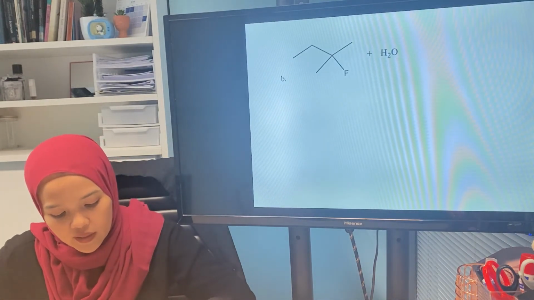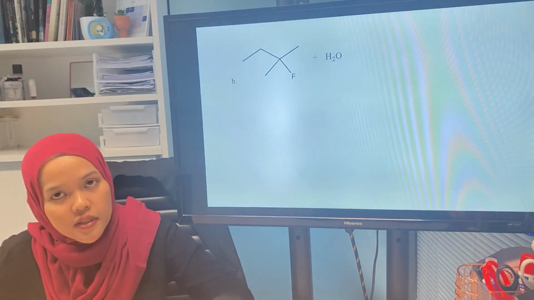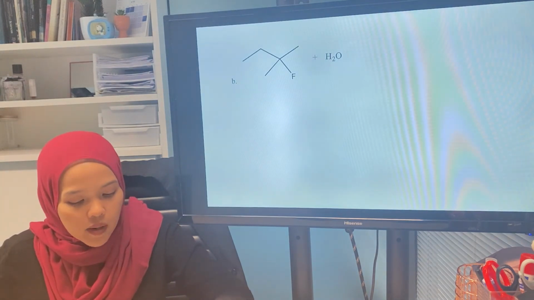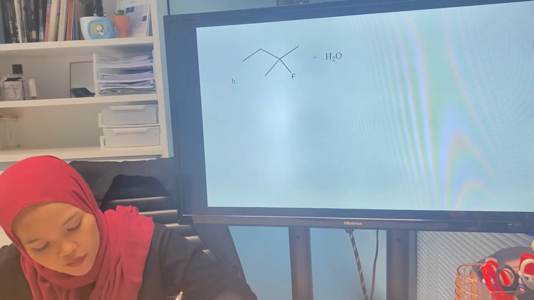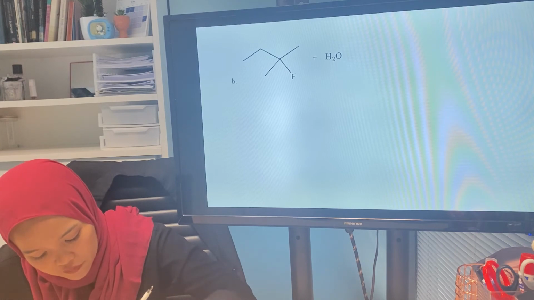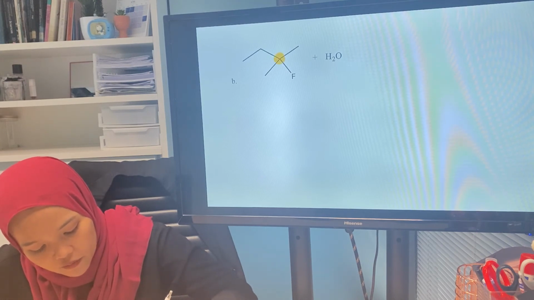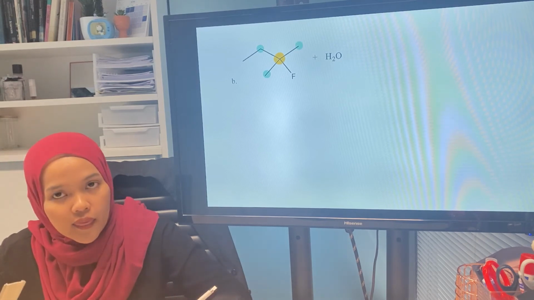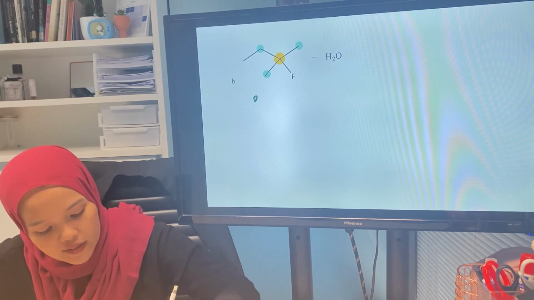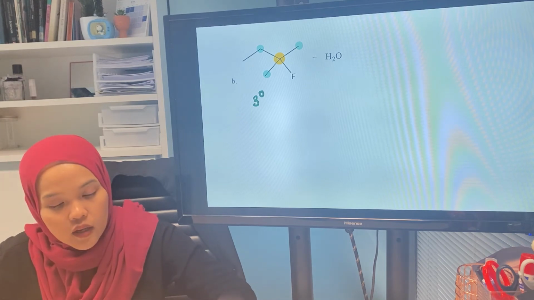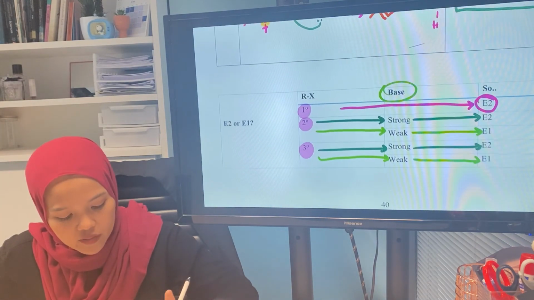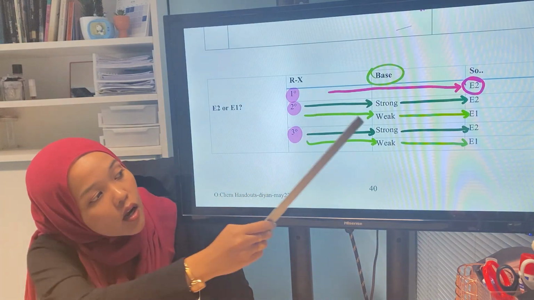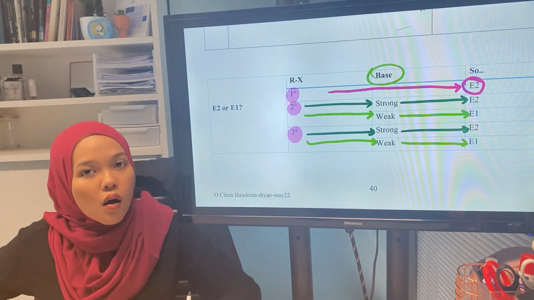Try it. Okay, so first of all, is it going to go with E2 or E1? Now look at this one first. Okay, this is your alpha carbon. Attached to the alpha carbon is beta carbon, beta carbon, beta carbon. Therefore, this is a tertiary alkyl halide. So, if it is tertiary alkyl halide, you must look at the base, strong or weak.